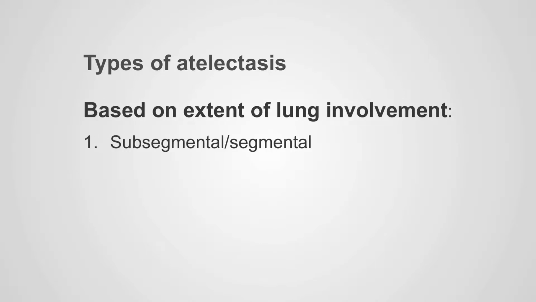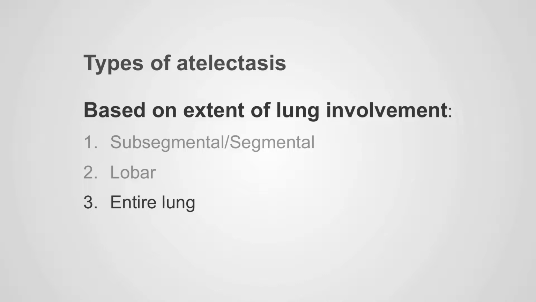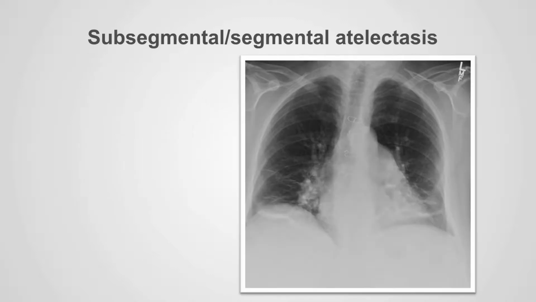Atelectasis can also be classified based on the extent of involvement of the lung. It can be divided into subsegmental, segmental, lobar, or involving the entire lung. You will review lobar collapse and collapse of the entire lung in subsequent presentations. Subsegmental or segmental atelectasis usually involves the lower lung fields and is most commonly related to the inability of the patient to take a deep inspiration. On X-ray, subsegmental or segmental atelectasis usually presents as linear bands within the lung bases.